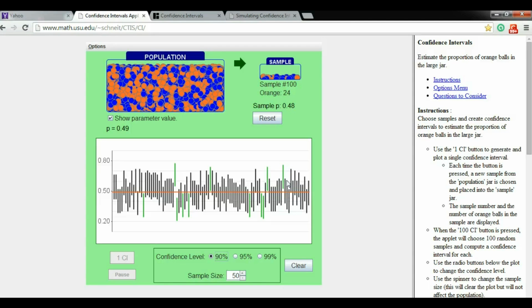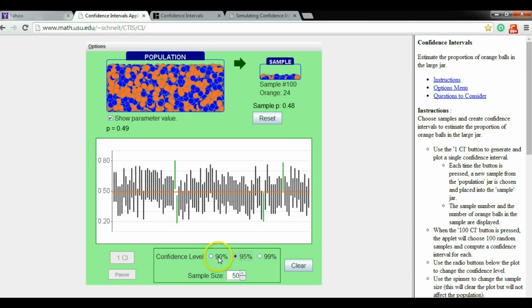Okay. So what would 95% do then? What happened? If I go from 90% to 95%, we get wider intervals. So more of them, since they're wider, more of them are going to capture P. So what's the difference between a 90% confidence level and a 95% confidence level?